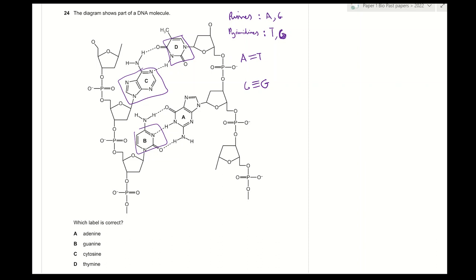Now for C, it must be adenine, because here we can see two hydrogen bonds, and adenine is a purine with a double ring structure, and this must be thymine. And B must be C, and A must be G. Therefore, the correct answer is going to be D.